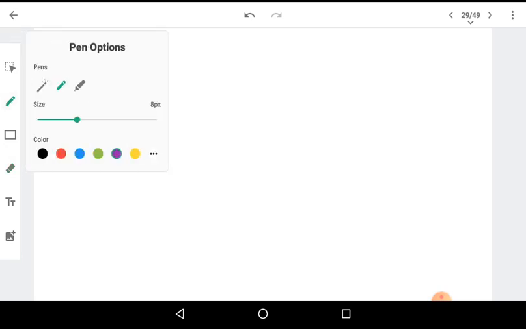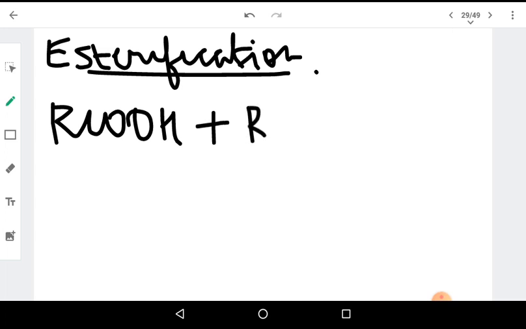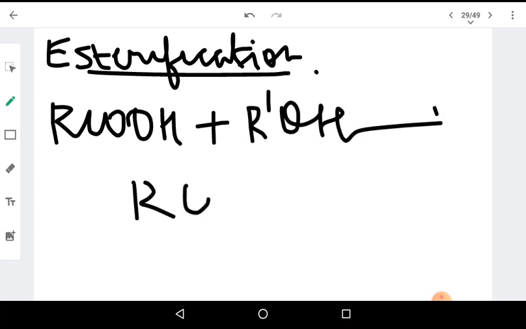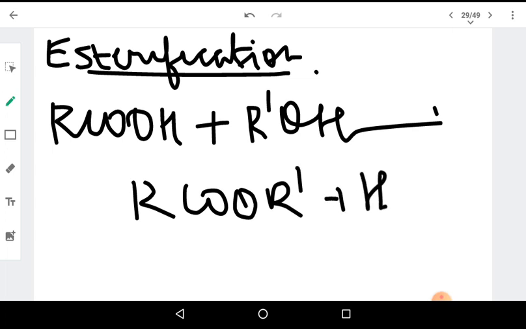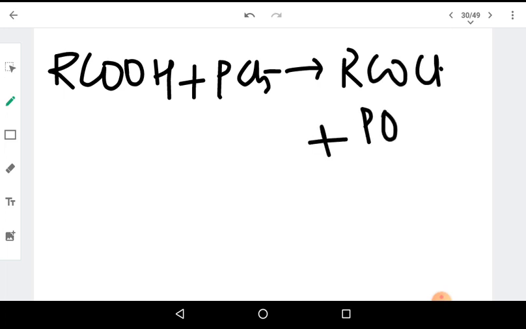The next reaction is the esterification reaction. Now what is esterification reaction? If we have RCOOH that is treated with an alcohol, we will be getting esters over there, plus H2O. This is esterification. Now let us talk about the next reaction, which is the reaction with PCl5. If we have RCOOH treated with PCl5, we will be getting RCOCl plus POCl3 plus HCl.